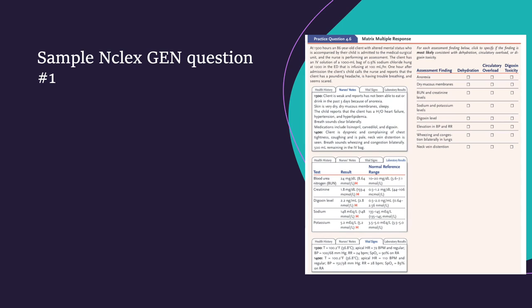At 2 o'clock, the client is dyspneic, meaning short of breath, and complaining of chest tightness. She is coughing and she is pale. She has neck vein distension. Breath sounds are wheezing and they can hear congestion bilaterally. There is only 500 ml of fluid remaining in the IV bag.